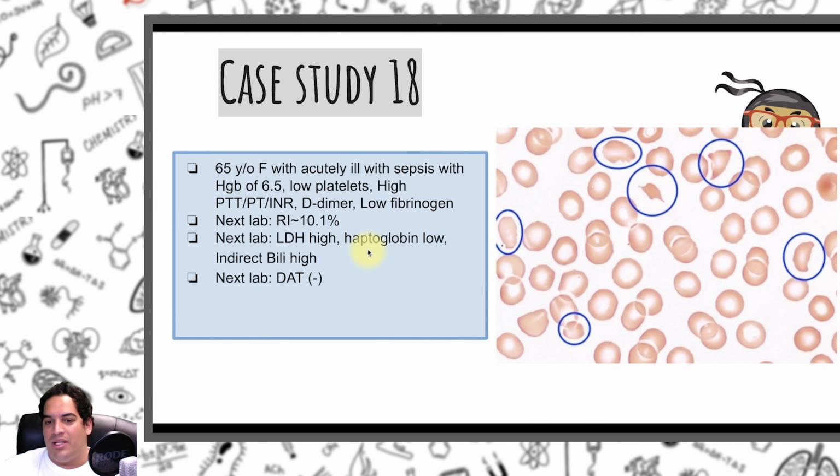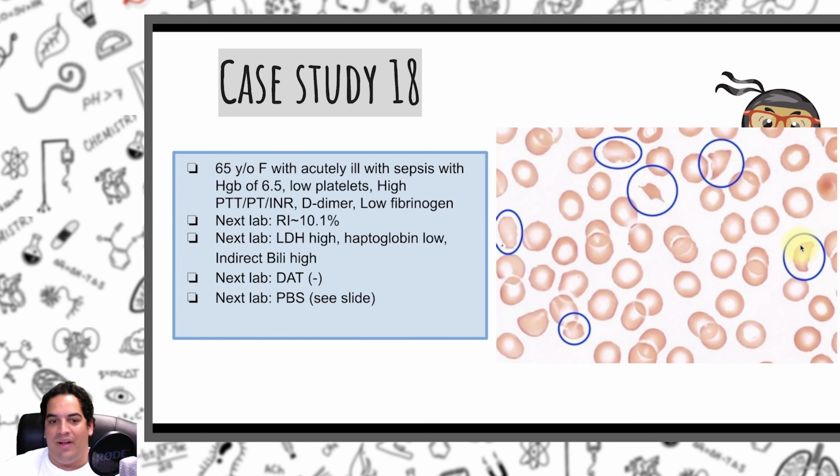Look at their peripheral blood smear and history. History suggests that they are very ill. They have low platelets and they have a very significant coagulopathy here. Let's check their peripheral blood smear. They have schistocytes and helmet cells. That's suggestive of a MAHA, a microangiopathic hemolytic anemia.